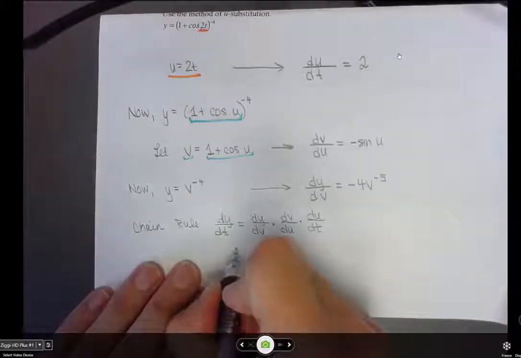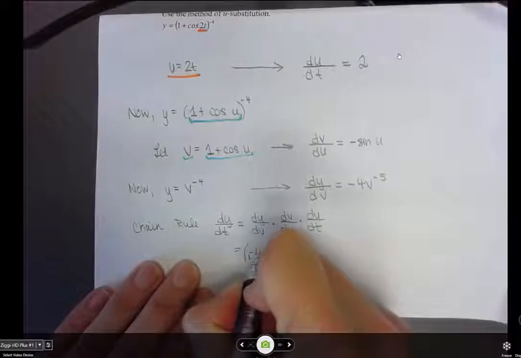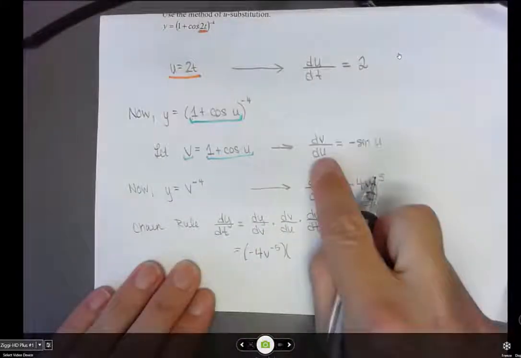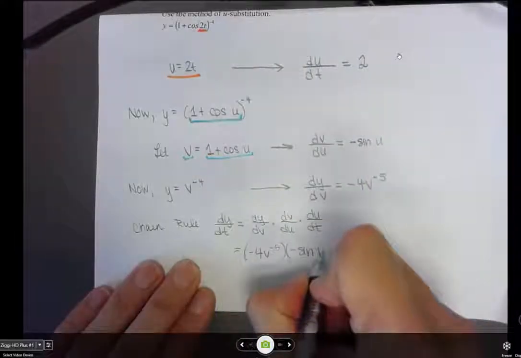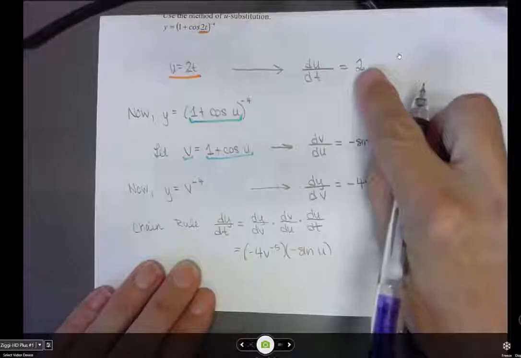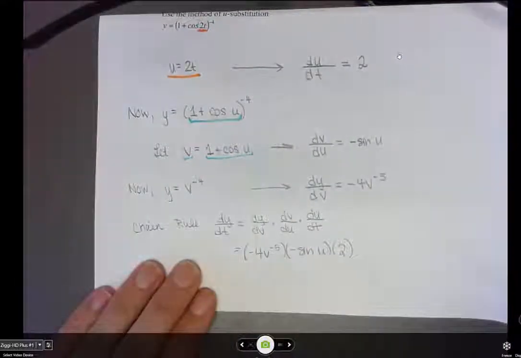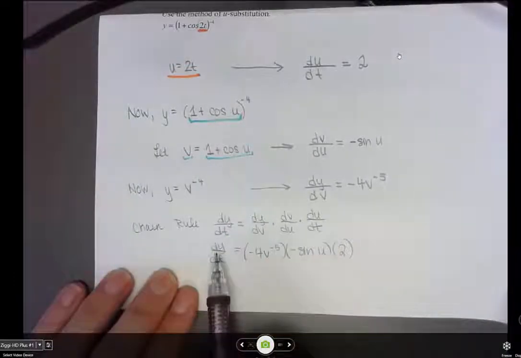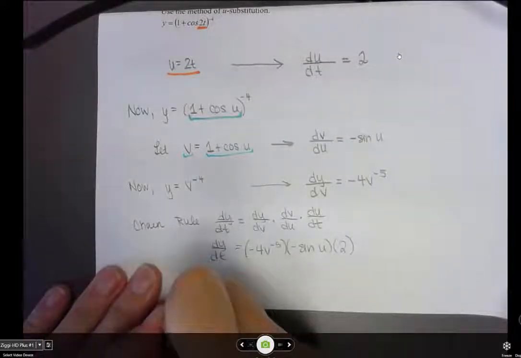Okay? Now, though, we go back and substitute the functions in for these three derivatives. So dy dv was negative 4v to the negative 5. dv du was negative sine u. And du dt was 2. Okay, but the only variables in my answer should be y's and t's, so I can't have u's and v's in my answer. So I go back and substitute in.